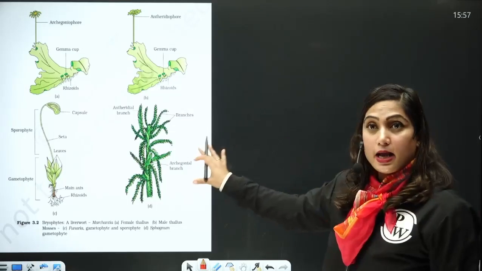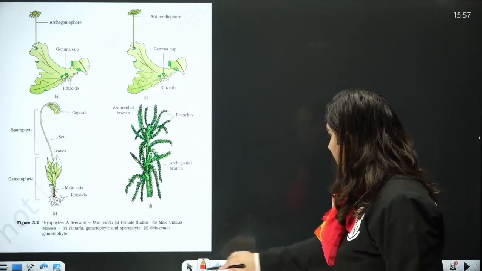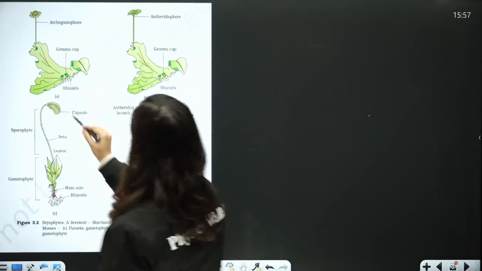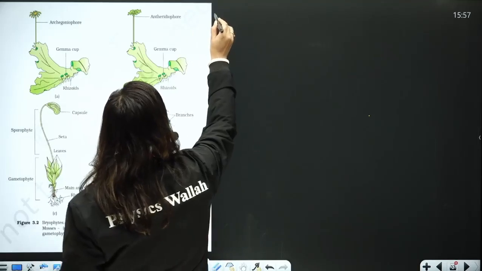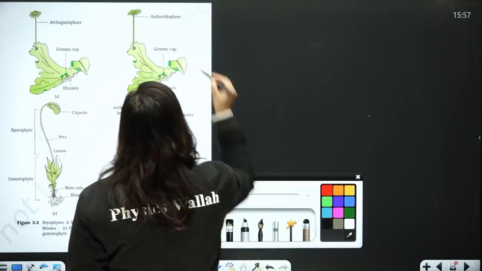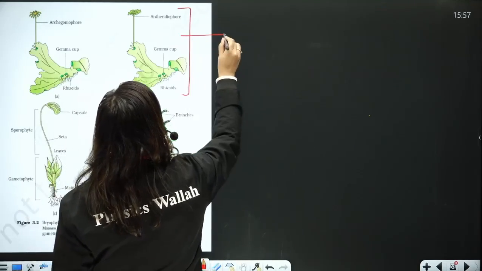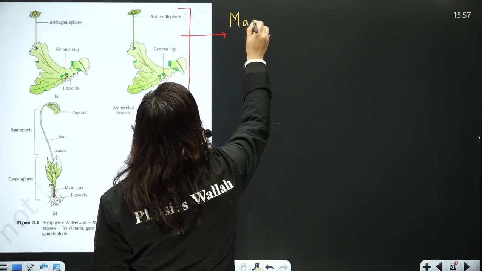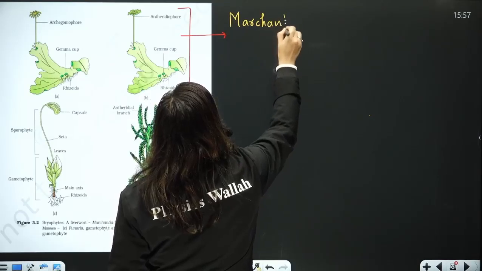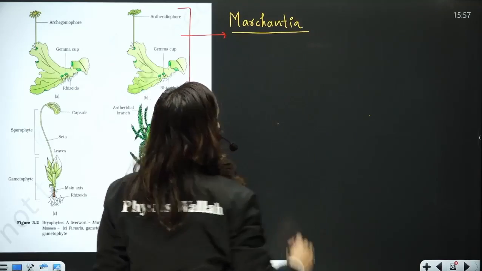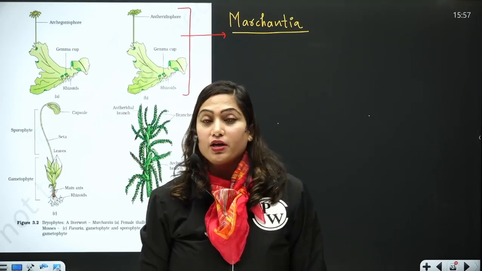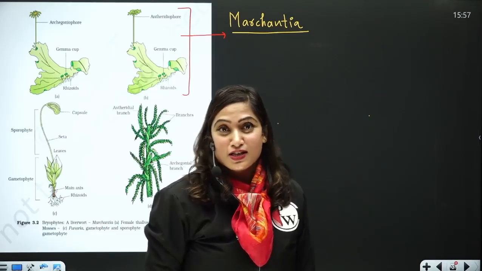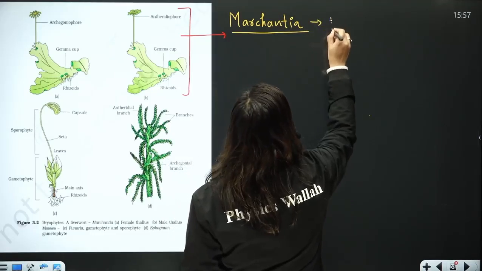So these are some diagrams given in NCERT. You can open the page where these diagrams are given and write along with me. The first diagram is of Marchantia. You can see here, this is Marchantia. Now, what is special? I have just told you in the previous slide that most of the bryophytes are homothallic. That means the archegonium and antheridium are present on the same thallus, but in Marchantia, they are present on different thalli. That means Marchantia is heterothallic.